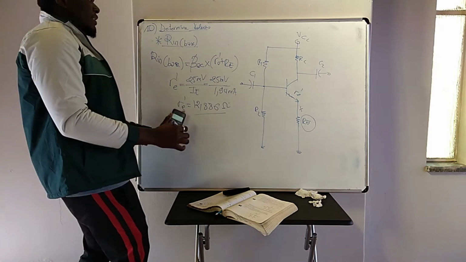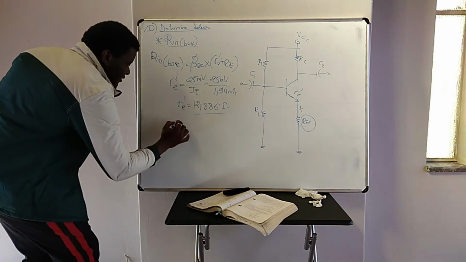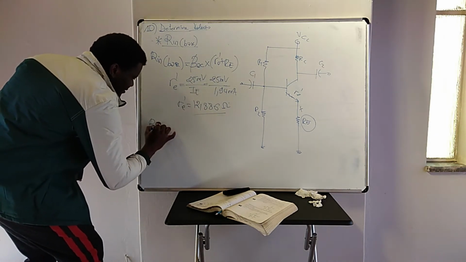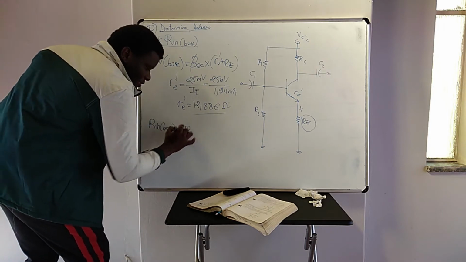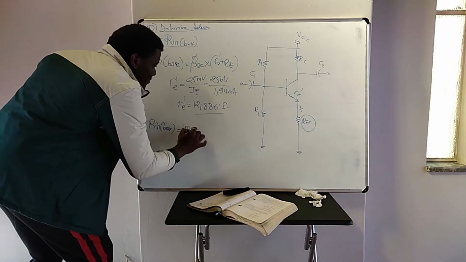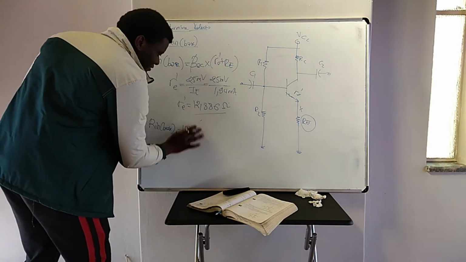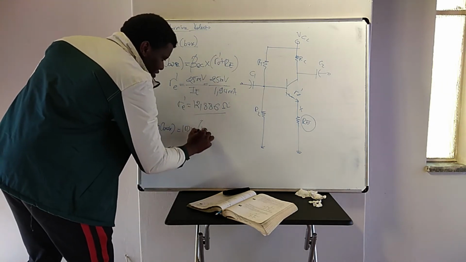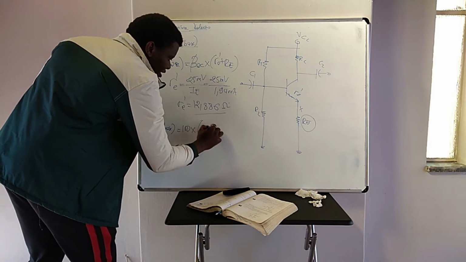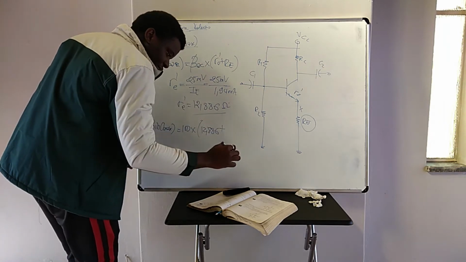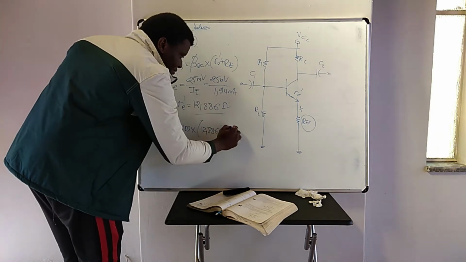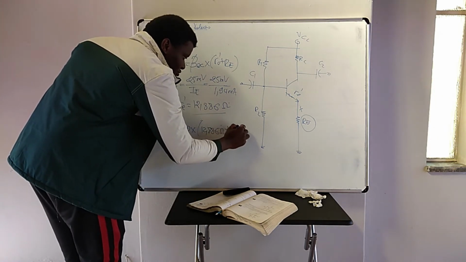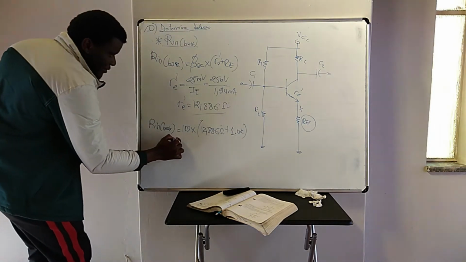So now I can take that R accent E and replace it here. R in base is going to be 100 times R accent E, which is 12.886 ohm, plus RE, which is 1K.